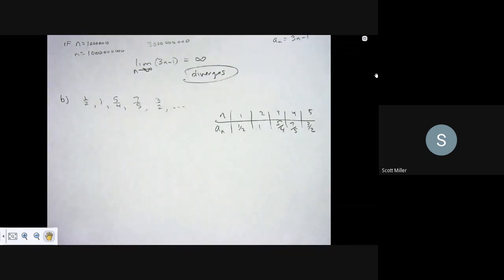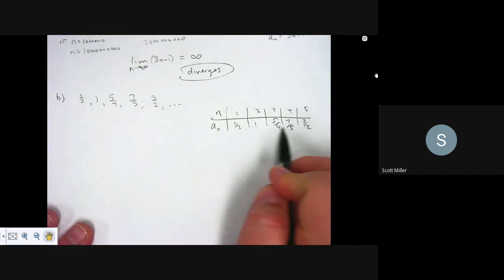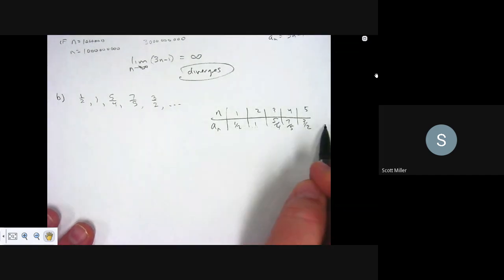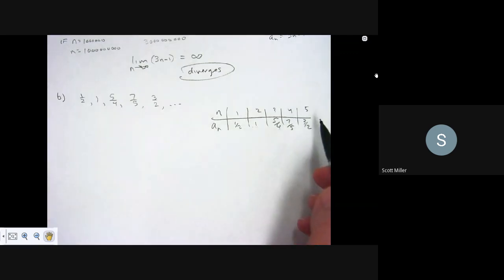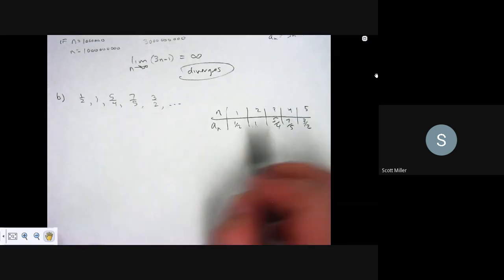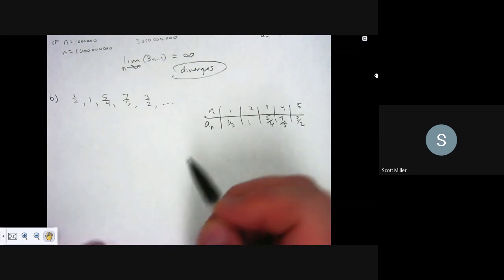This is one of those sequences that are a little bit harder to see. And it just takes practice to try and figure these things out. Here's some suggestions that I usually give. Notice that most of the numbers in the sequence are fractions. If they're fractions, can we make them all fractions? Can we do that?